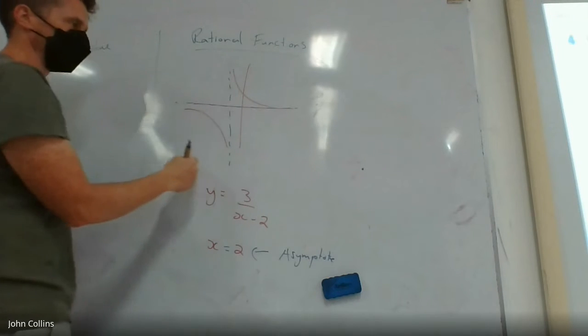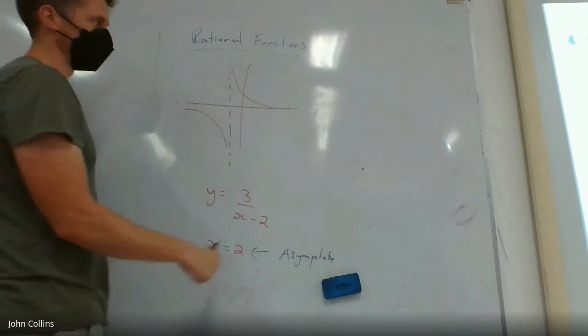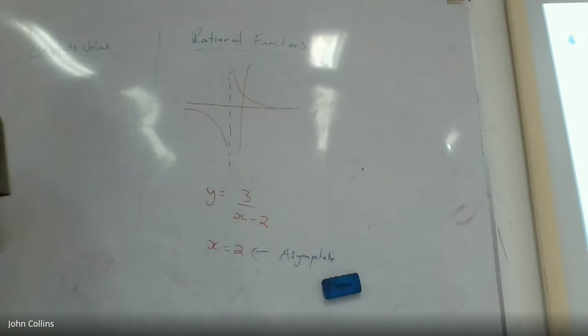Because as we looked at on Friday, as it approaches it heads towards negative, a really large number, and as it approaches from the other side, it goes positive, a really large number. But it also will have a y place.